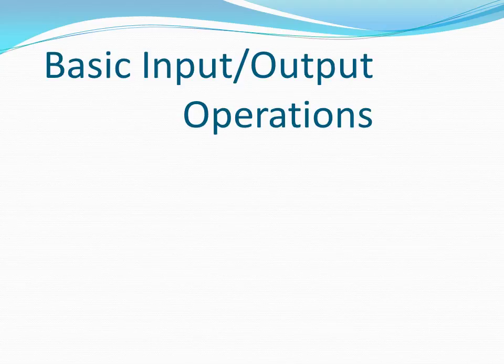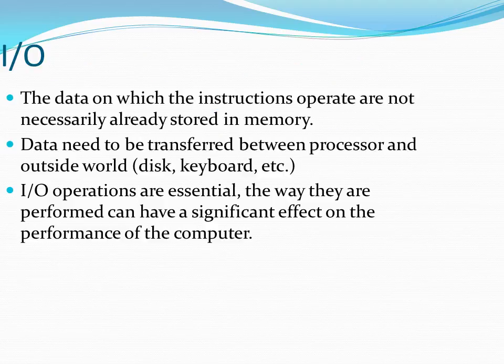So now we are going to discuss basic input and output operations. What are the input and output operations for our computer? We already discussed in the functional units what the use of input and output is. The input is used to provide information to the computer, and output is used to display the information to the outside world. Input and output operations are very essential, and the way they are performed can have a significant effect on the performance of a computer.